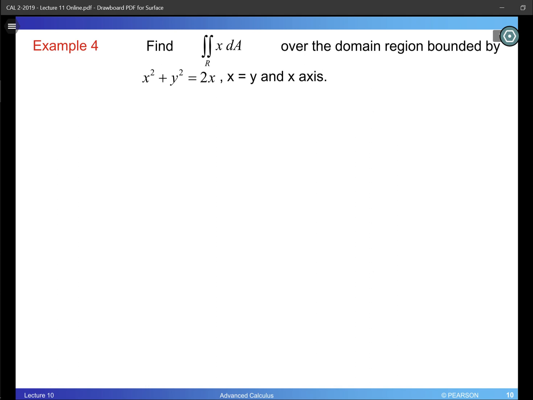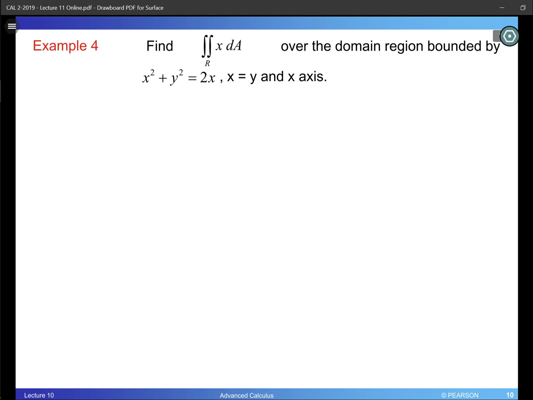Today we are going to do some examples. Example 4 and example 5. These two examples are supposed to be a little bit more challenging and difficult than the ones that we did in the last lecture. So why don't we start with this one, example 4.